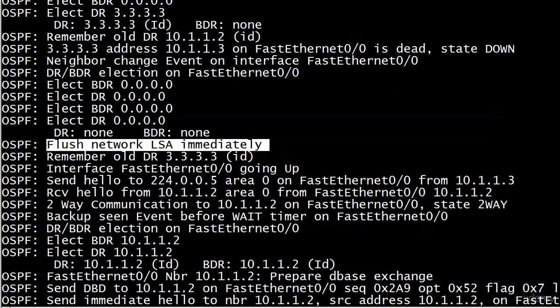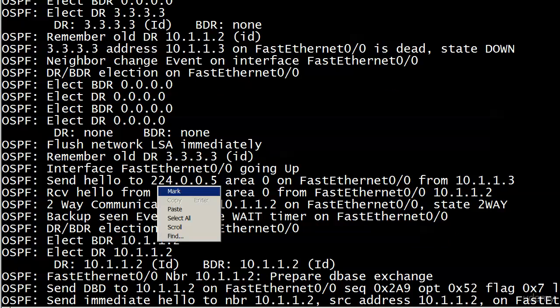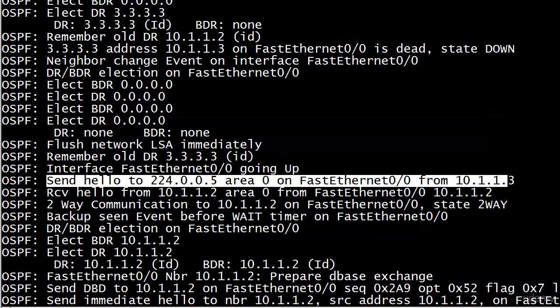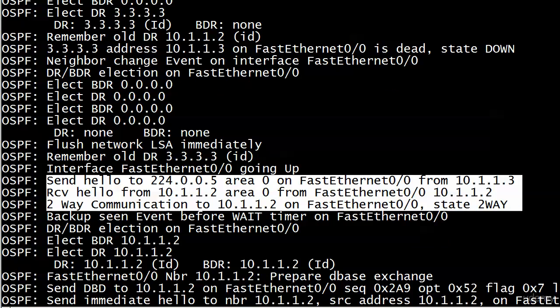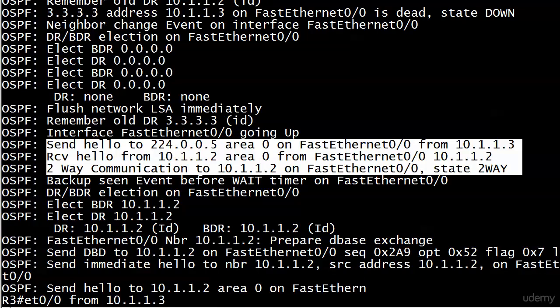Now we see the interfaces start to go up, and you start seeing hellos being sent and being received. And already here we have something called two-way communication to router 2. When you are at that state of an adjacency, you're almost there already. And I'm going to show you all the states here in a moment, but that's a really important milestone in your adjacencies forming, is two-way communication.